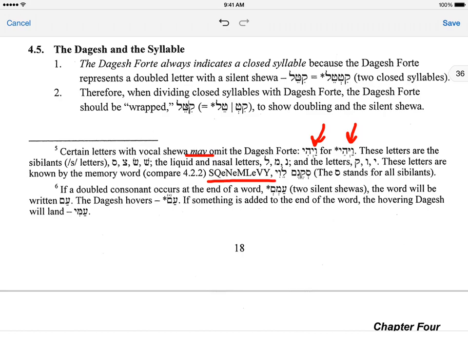Okay, the S of SQeNMLeVy is all sibilants, so you'll see the ones that start with S, so Samekh, Tsade, Sin, Shin, those letters, and then the liquid letters, and Qof, Vav, and Yod. So you can see those there. We remember those with this word SQeNMLeVy.